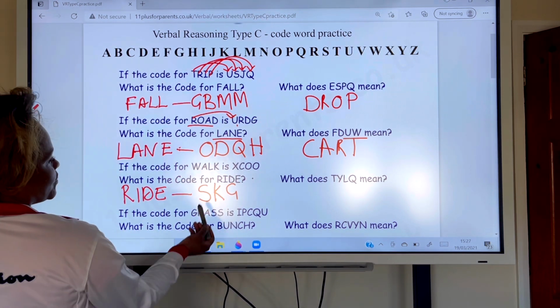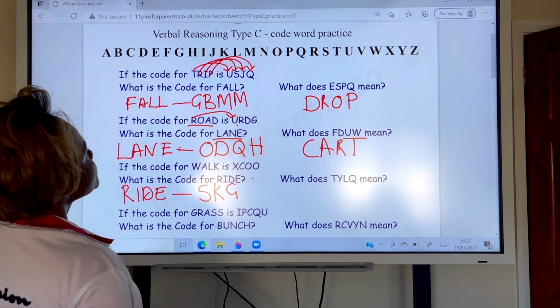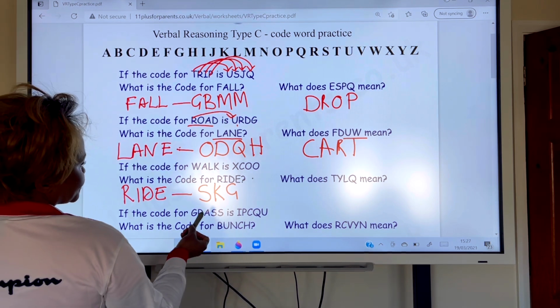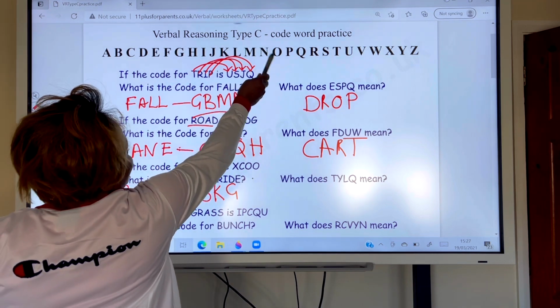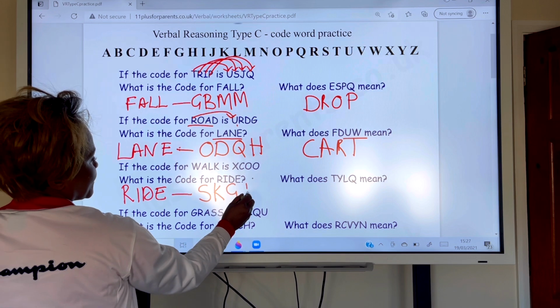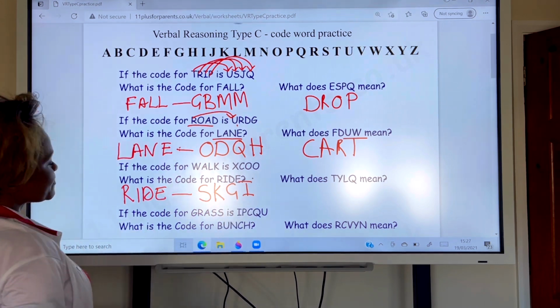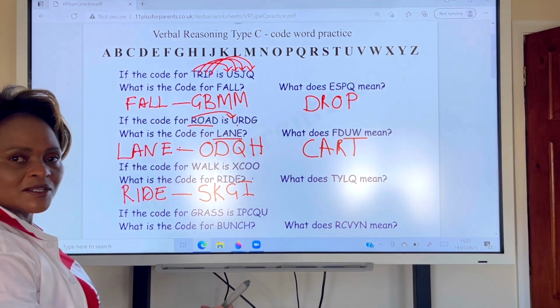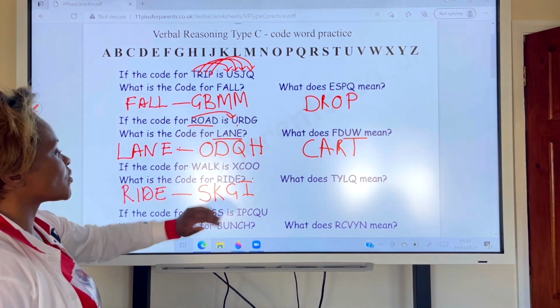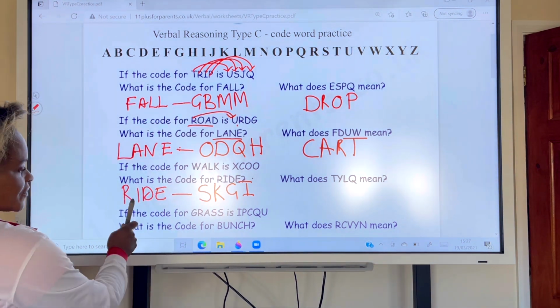Then the last one, K to O, is 1, 2, 3, 4 forward. So E, 4 forward, 1, 2, 3, 4, that would be I. Can you see this pattern was +1, +2, +3, +4. So the pattern changes, and this tells you what you need to do. So that was the code for ride.